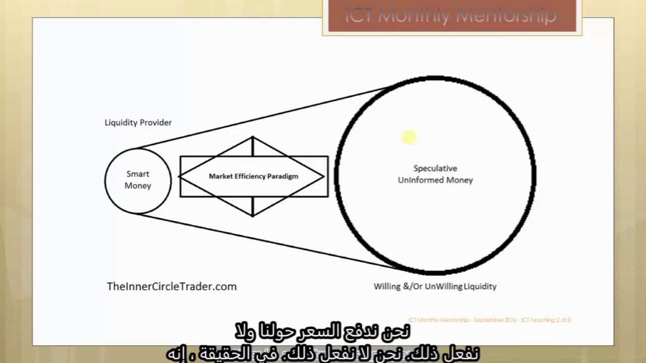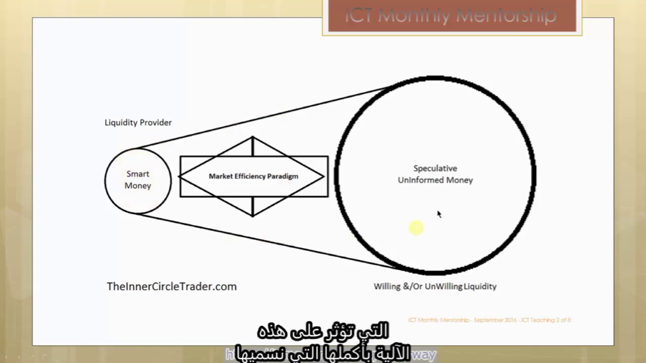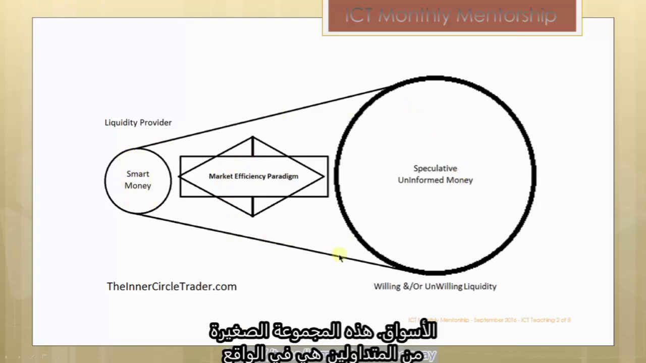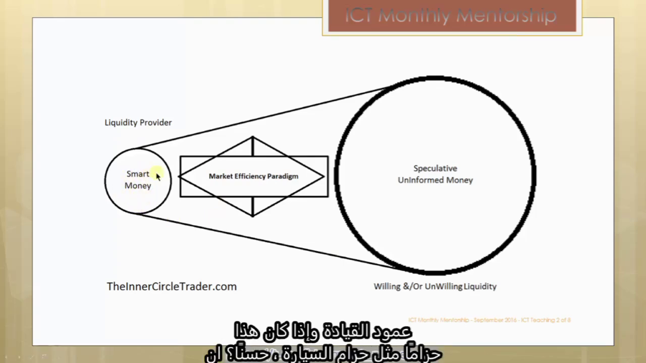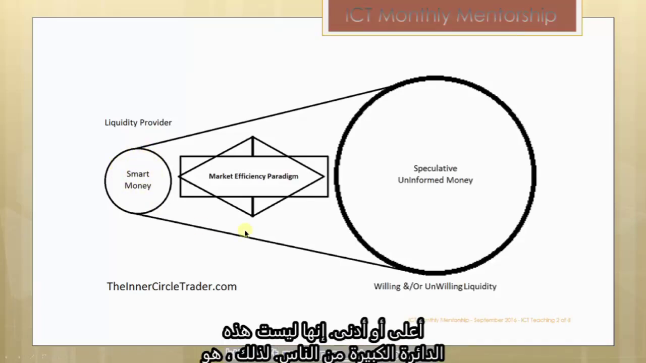We don't. In fact, it's this small little group of traders, okay, they're the ones that influence this entire mechanism that we call the markets. This small little group of traders is actually the drive shaft. And if this was a belt, like on a car, like an alternator, this is the actual motor spinning the whole price higher or lower. It's not this big circle of people.